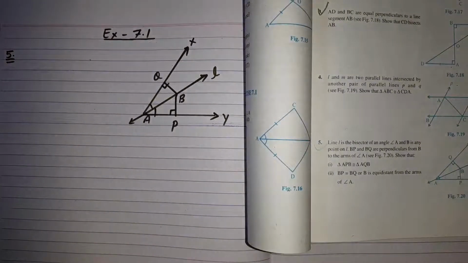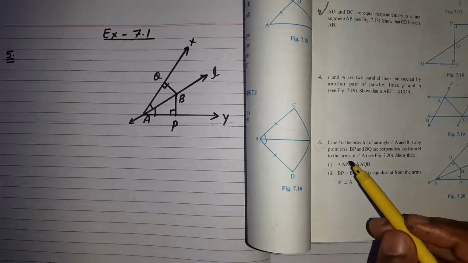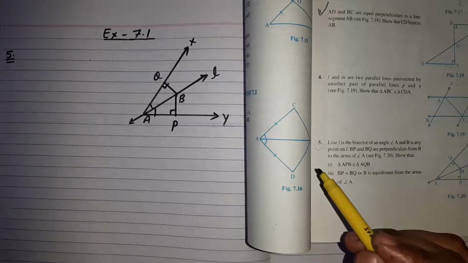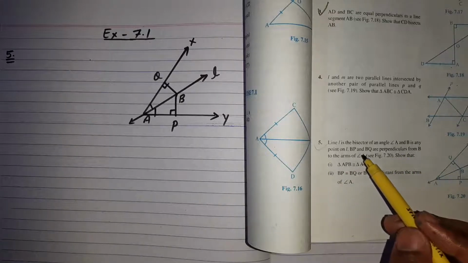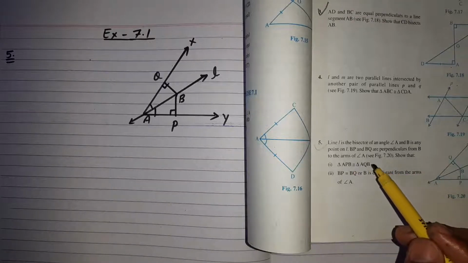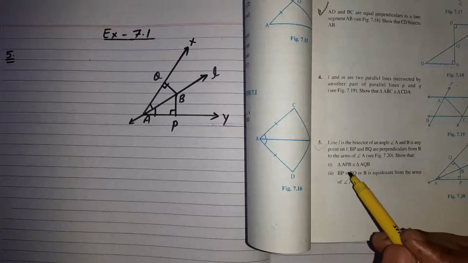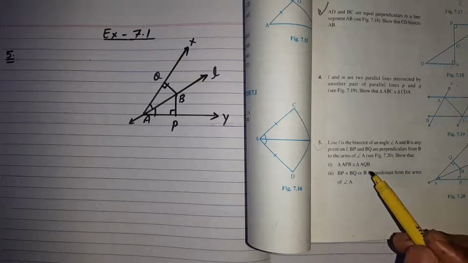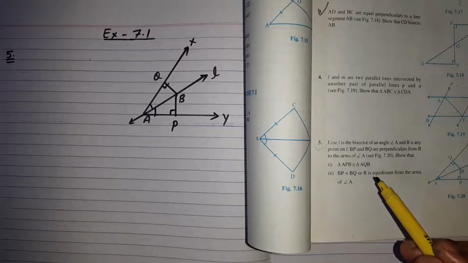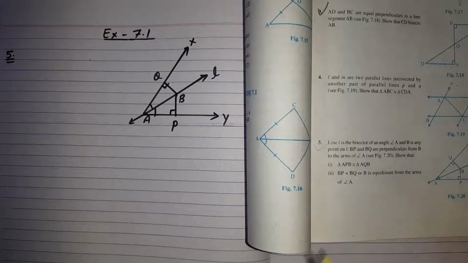Good morning, everyone. Today we will start from question number 5, exercise 7.1. Question number 5 is, line L is a bisector of an angle A and B is any point on L. BP and BQ are perpendiculars from B to the arms of angle A. Show that triangle APB is congruent to triangle AQB. The second part, BP is equal to BQ, or B is equidistant from the arms of angle A.